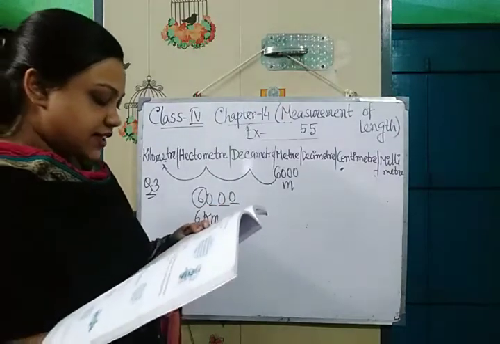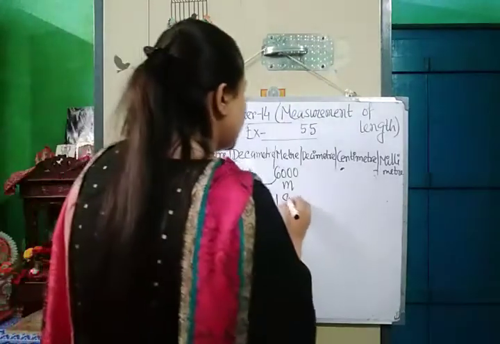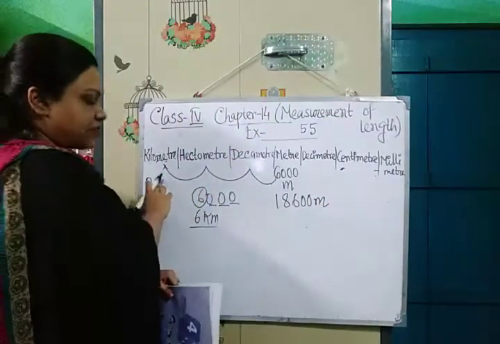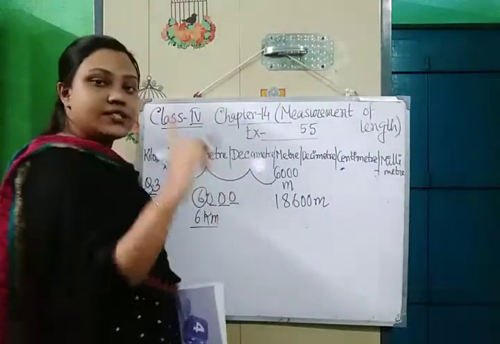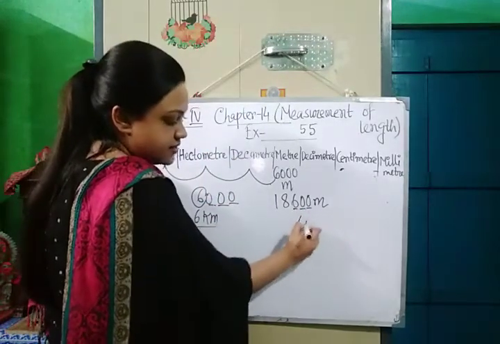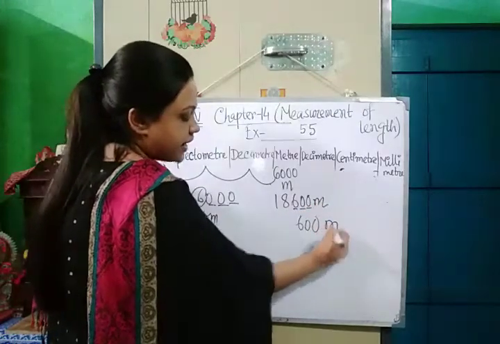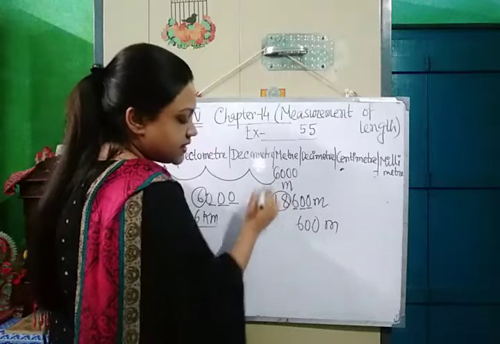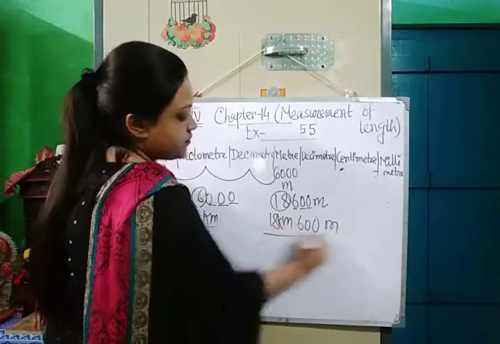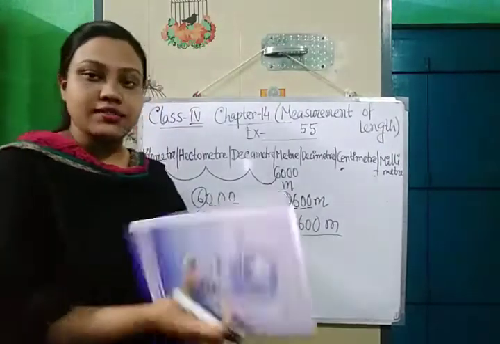Next one is 18600 meter. Again we are moving to the left 3 places. We will take 3 digits from the end of the number, 1, 2, 3, so 600. Then it will be in meter. And the remaining number, 18, will be in the unit kilometer. So that means 18 kilometer 600 meter is the answer.